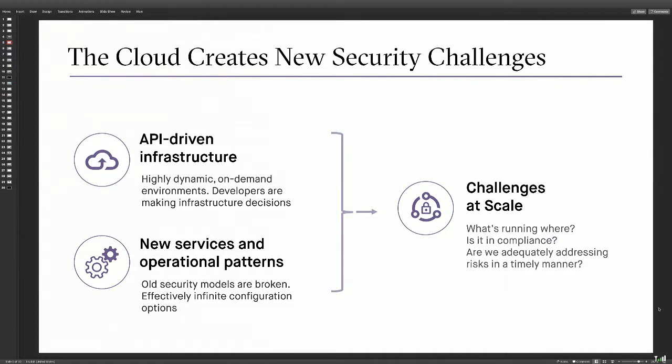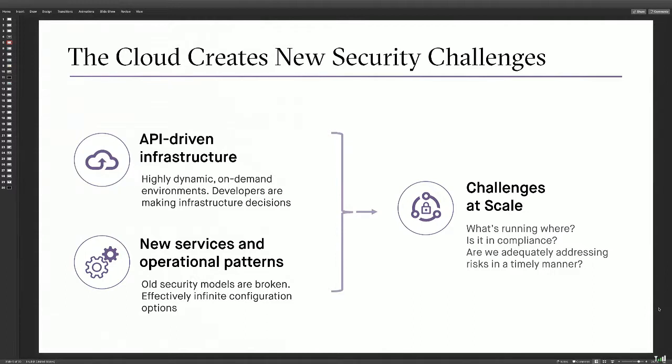But now security has to be concerned with things like identity and access management of things like serverless functions and NoSQL databases. There's no longer the network perimeter and the machine image. These are kind of higher order services, and that presents a challenge to security. It presents a challenge to everyone, but also to security. So these combine to create these challenges at scale.